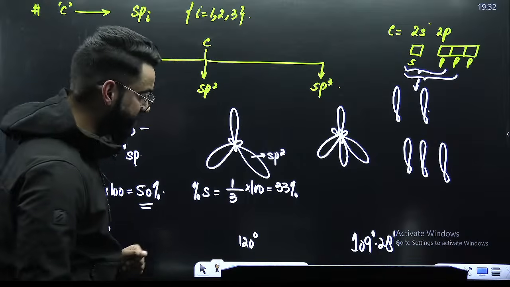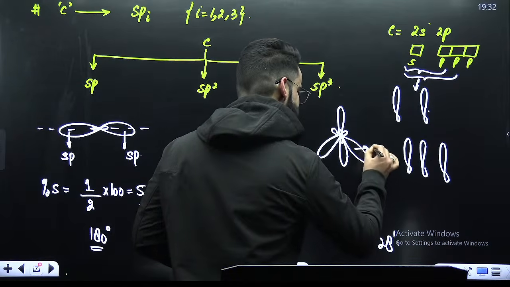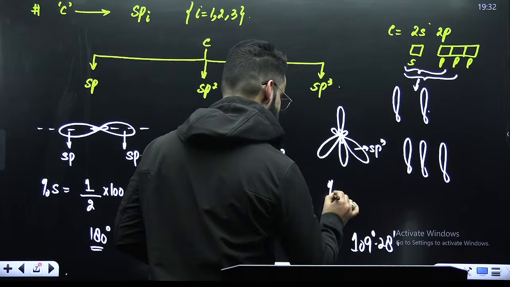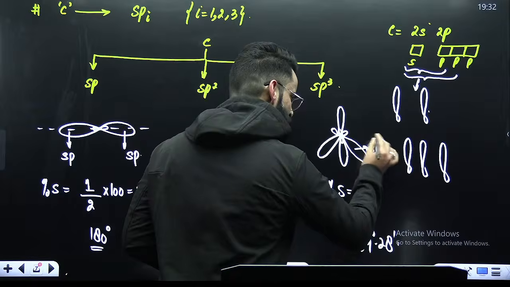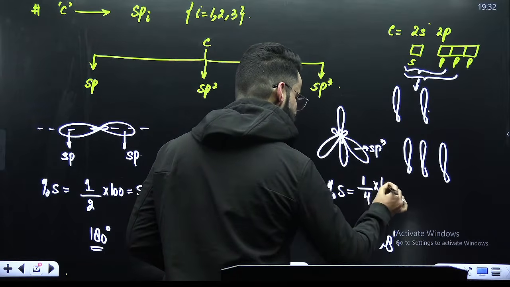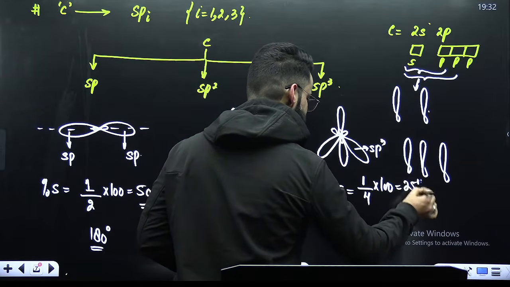And my dear students, at the same time, if I ask you, in each sp3 hybrid orbital, what is the percentage of s character? I would say percentage of s character will be equal. How many s orbitals are used? 1. How many total orbitals are used? 4. Multiplied by what? Multiplied by 100. The value comes out to be 25%.